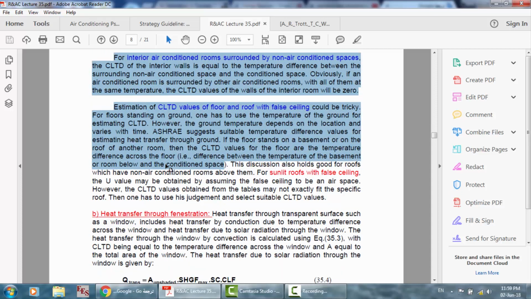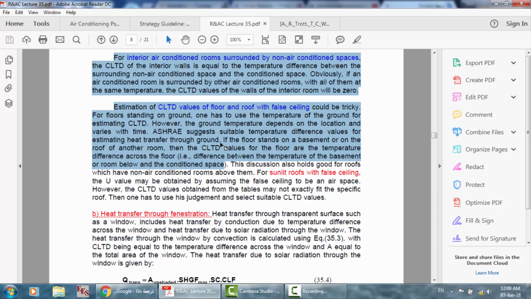The estimation of CLTD values of floor and roof with false ceiling could be tricky. Why? For floors standing on ground, one has to use the temperature of the ground for estimating CLTD. However, the ground temperature depends on the location and varies with time. So I actually suggest suitable temperature difference values for estimating heat transfer through ground.